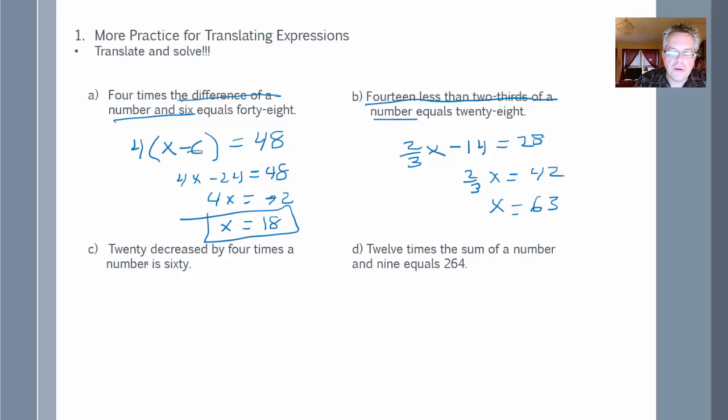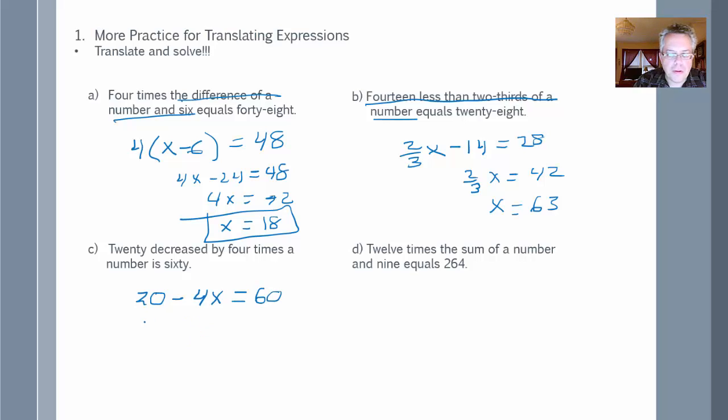All right, next one. 20 decreased by 4 times the number. So 20 is not being subtracted. 20 is what we have, and we're decreasing it. And the amount we're decreasing it by is 4x. So this is 20 minus 4x. And the result is 60.